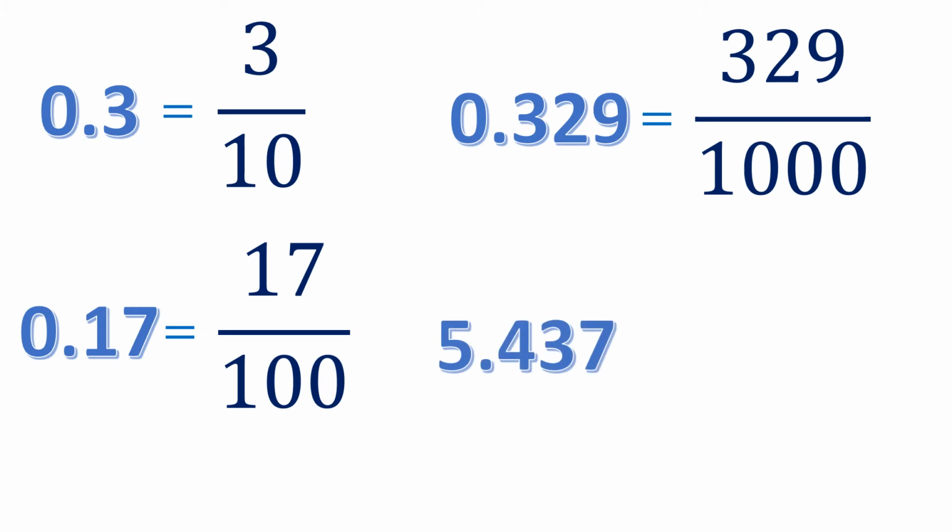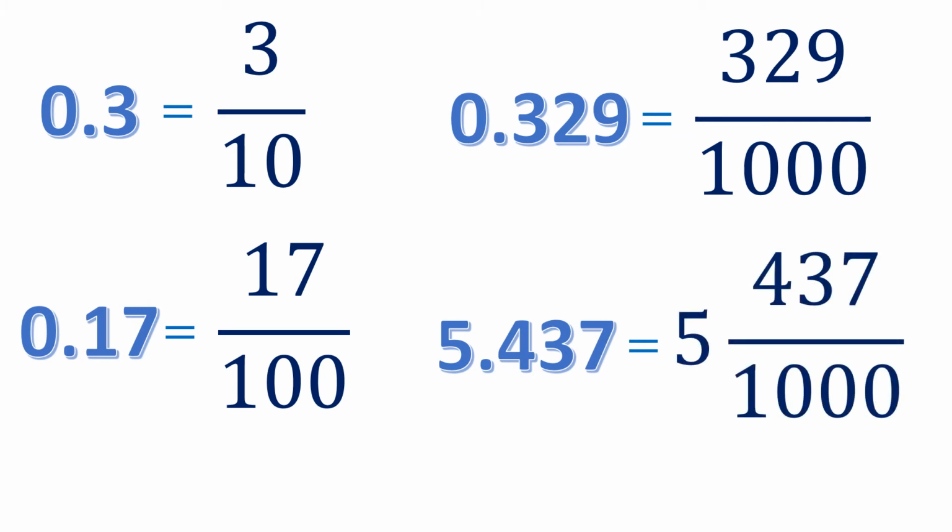Another one, let's say if it involves a whole number, 5.437. The last number still ends in the thousandths place. So we read it in fraction as 5 and 437 thousandths. So it would look like this: 5 and 437 over 1000. And all these fractions are not reducible, and so it's only one step. But in the next slide, I'm going to show you some fractions that need to be reduced.